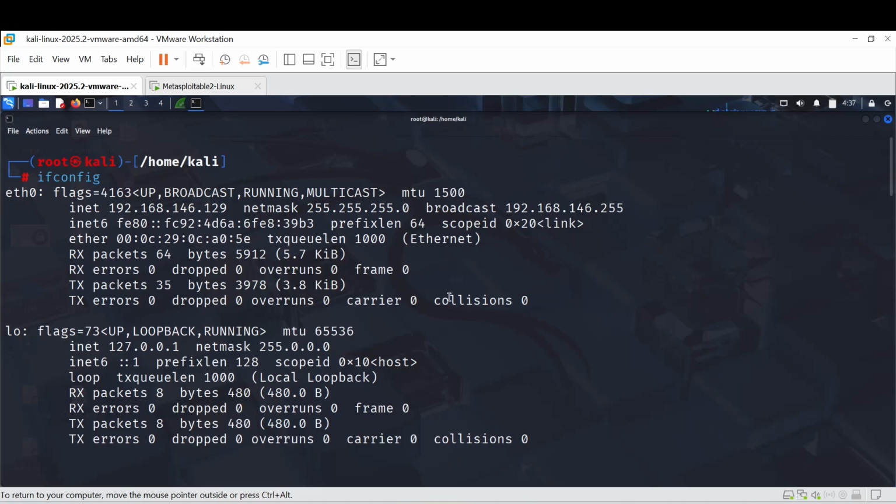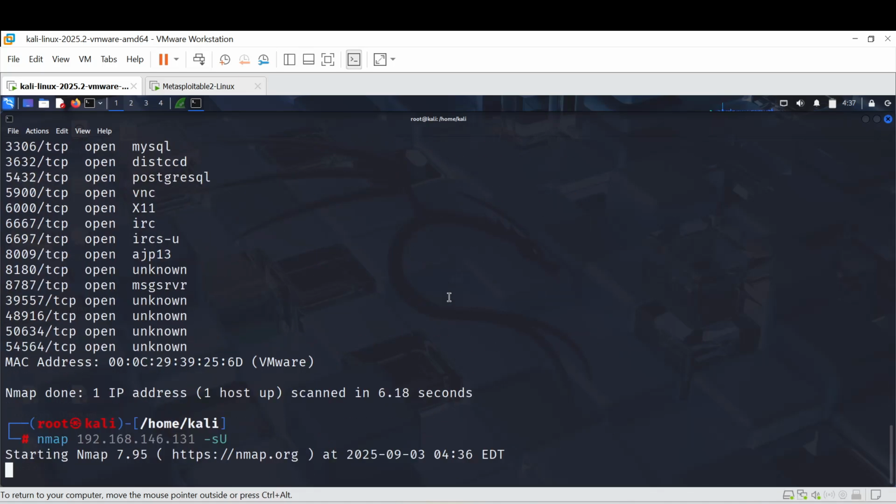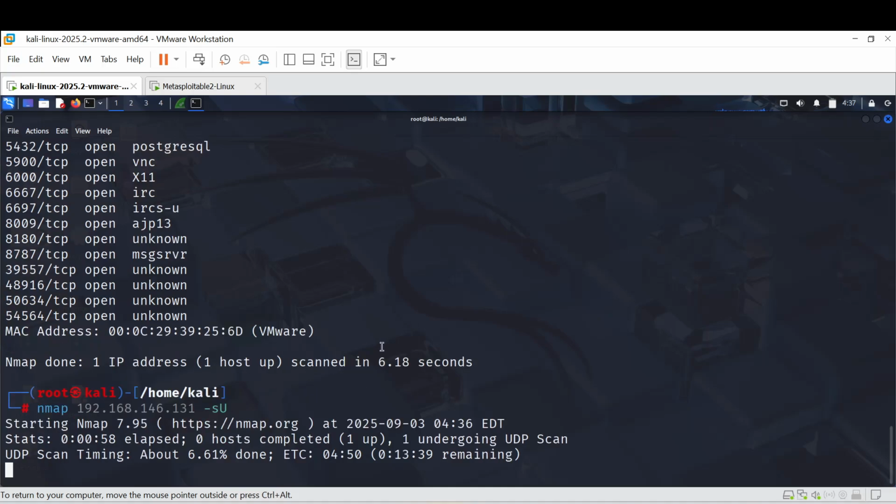Now, let's see what are the ports that are open. If you want to see how much a scan has been completed, you guys can just simply hit enter and it will be trying to provide you the information about it.